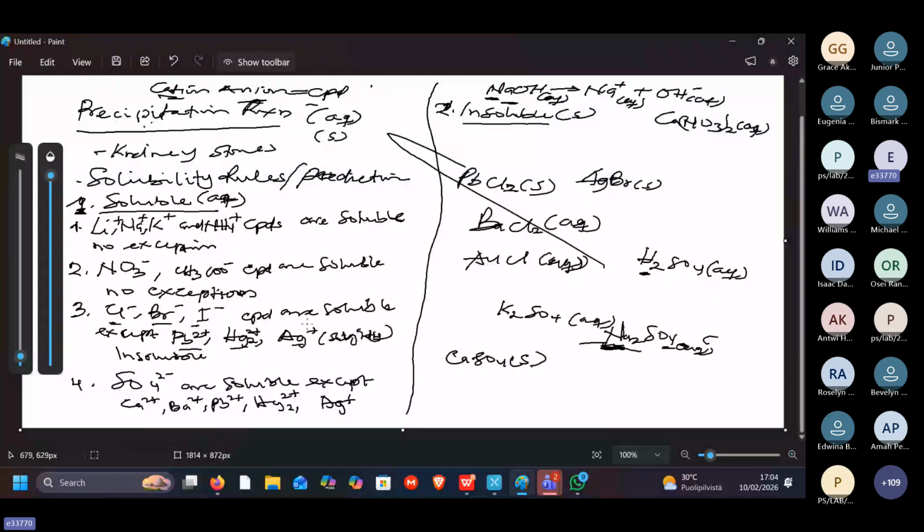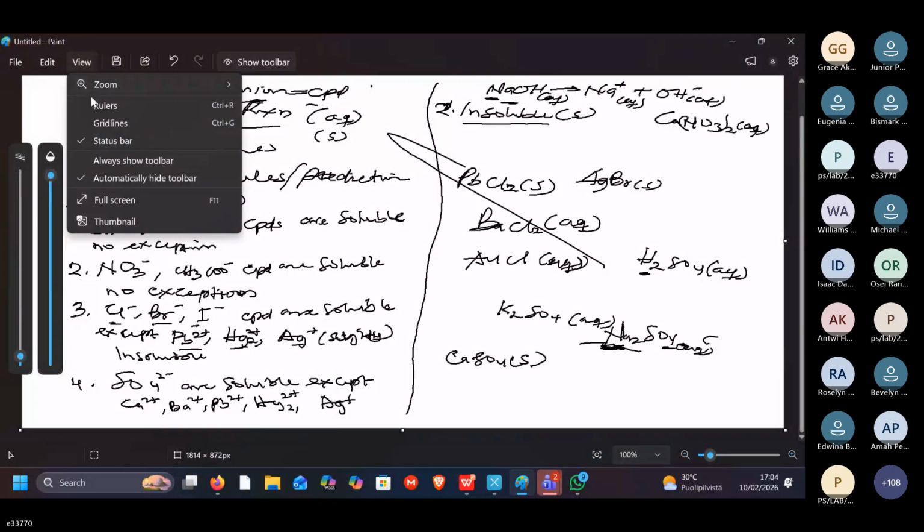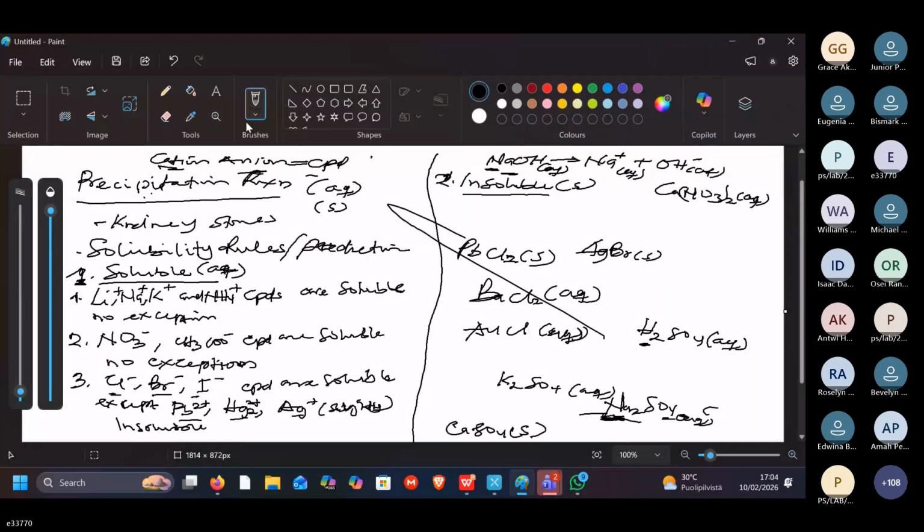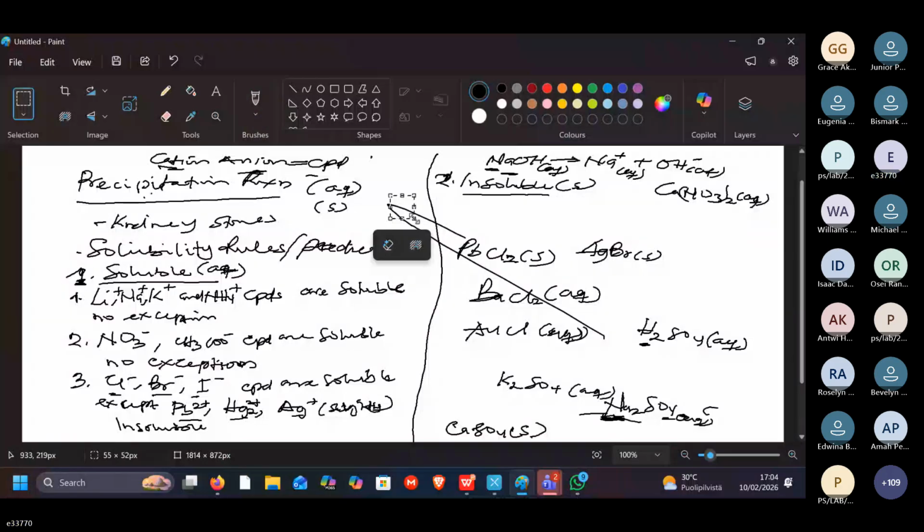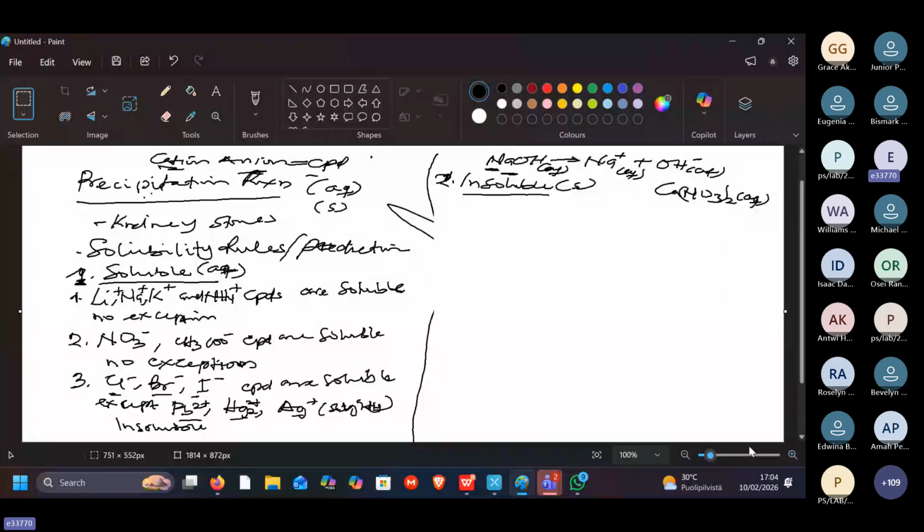Yeah, we can then look at the remaining ones, which are the insoluble ones. Yes, I can hear you if you want to talk. So let me clean this up. Let me clean this part. Yes, I thought you were saying something.